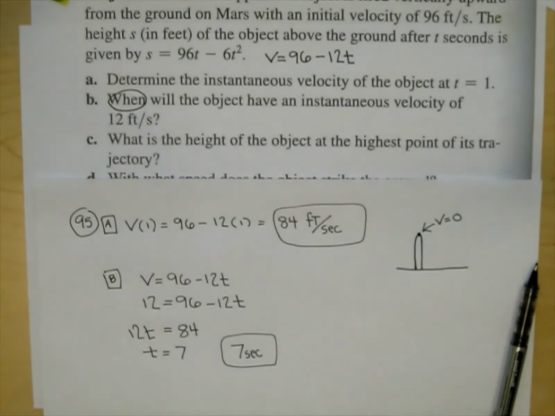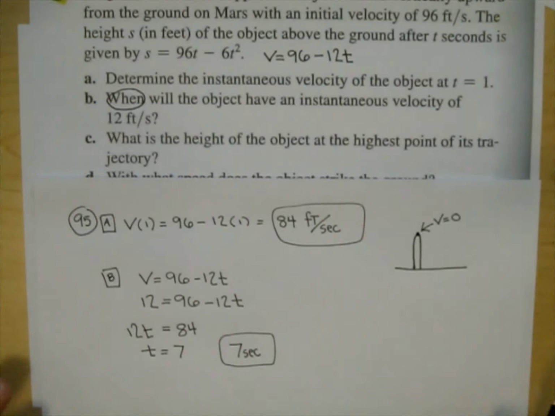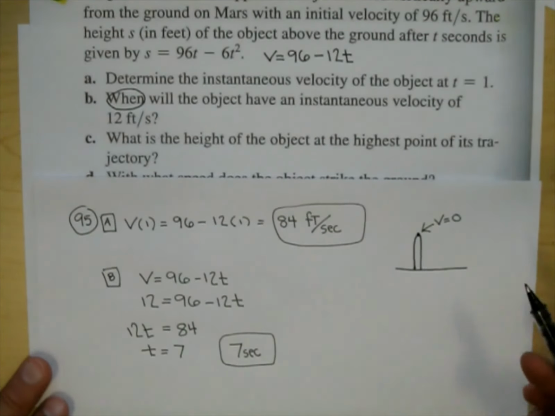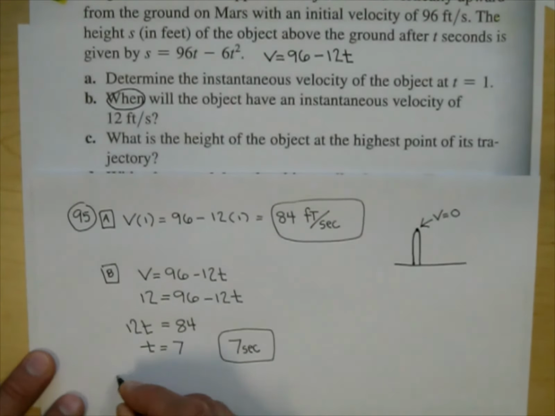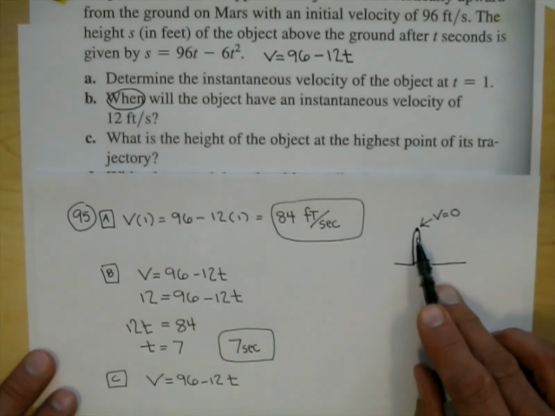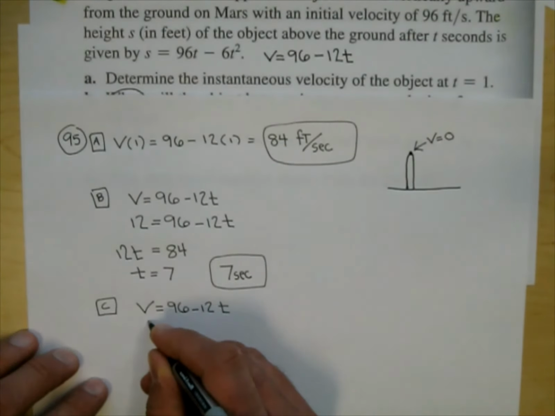The battery on the camera just died, so now we're going to pick up. So we're going to find the time where the height is the highest point. So here's part C. This is velocity equals 96 minus 12t. And so when it reaches the highest point, it's not traveling up, it's not traveling down. That's where we say the bug is at rest. Let's set v equal to 0.